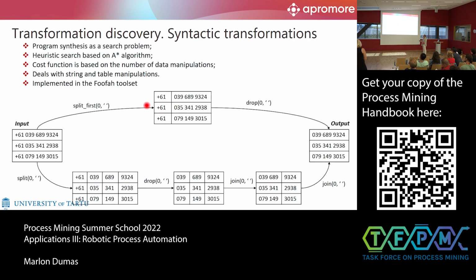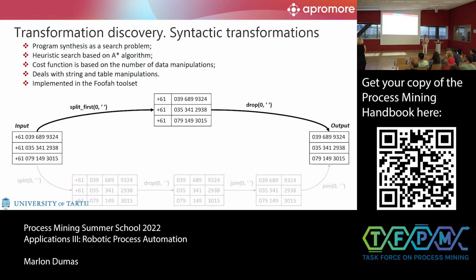There is a tool called FUFA that implements a technique for discovering data transformation by examples using an A-star algorithm. Roughly what it does is that you have to tell it how to cut strings. It cuts the strings in different ways, and it tries to find splits and drops that allow you to go from an input to an output. And it tries to find the simplest split and drop. For example, to decompose these strings, it will take the first token out and then drop it, and you get this output, which is the output I wanted.